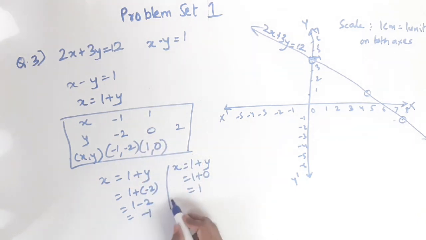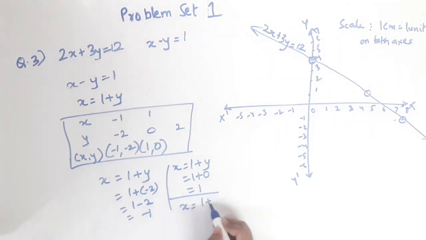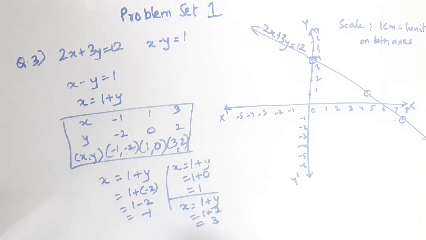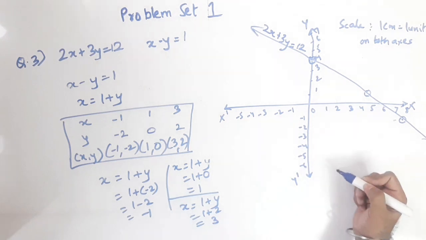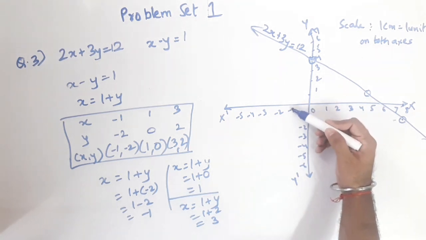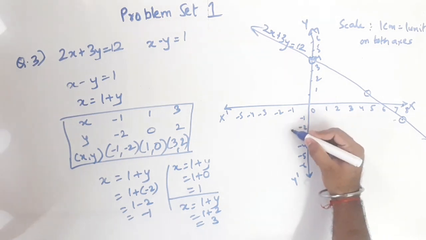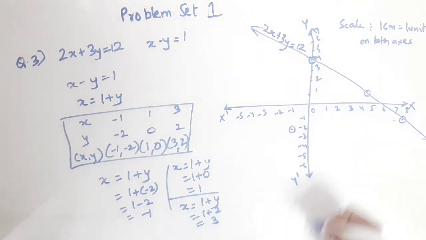Okay, and this one is very simple. x is equal to 1 plus y, 1 plus 2. That is equal to 3. Okay, so this is 3. Points are 3 comma 2. Okay, so now you can see this is -1 comma -2. Okay, -1 on x, -2 on y.